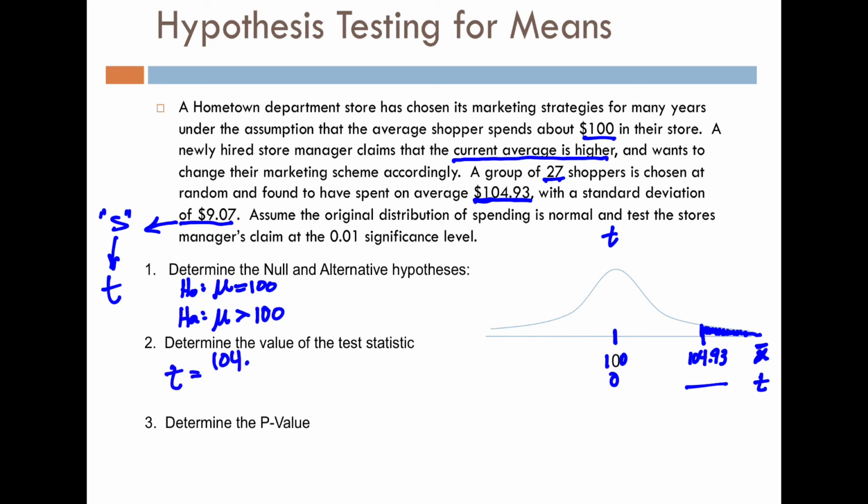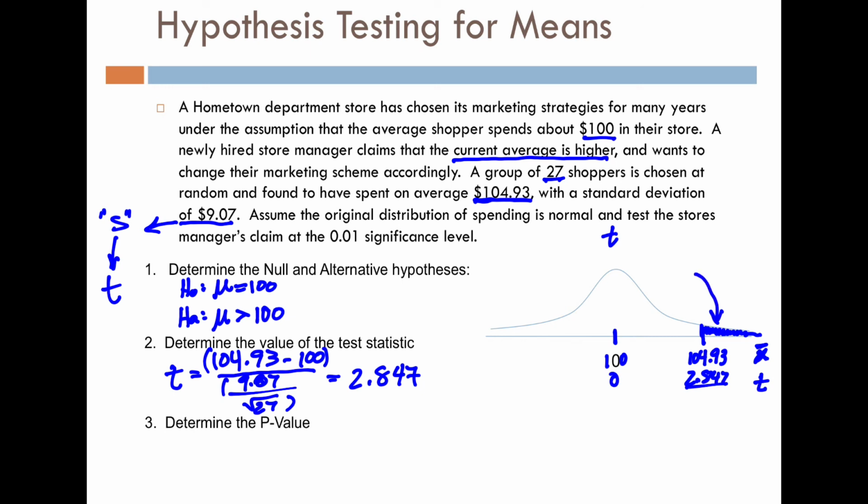Take 104.93, and we're going to subtract 100 from that. Then we'll divide that by the standard deviation of the sample, which was 9.07, divided by the square root of the sample size, which was 27. Parentheses, parentheses. And let's see what we got. Plugging this into our calculator, we should get 2.847. So we're almost 3 standard deviations away from the mean.